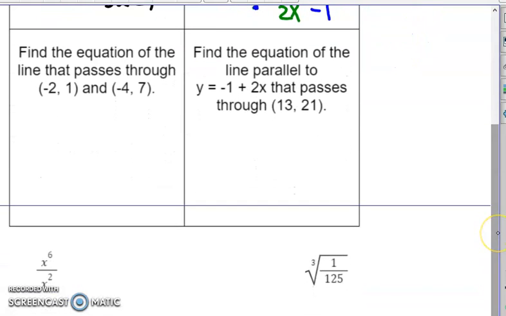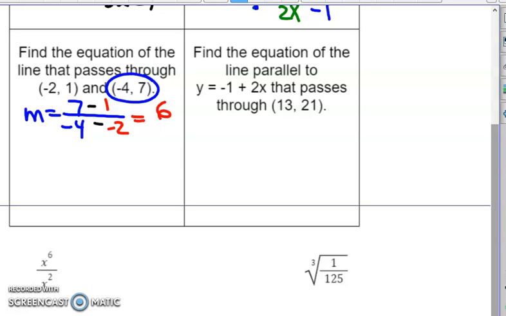Continuing down. So I asked you to write the equation. So what we're missing here is the slope. So I'm going to just choose 7 and negative 4 as my first numbers. And that would make 1 and negative 2 as my other numbers. So y is going on top, x on the bottom. So when I subtract, I get 6 for my numerator, and I get a negative 2 for my denominator. Negative 4 plus positive 2. So my slope is negative 3.